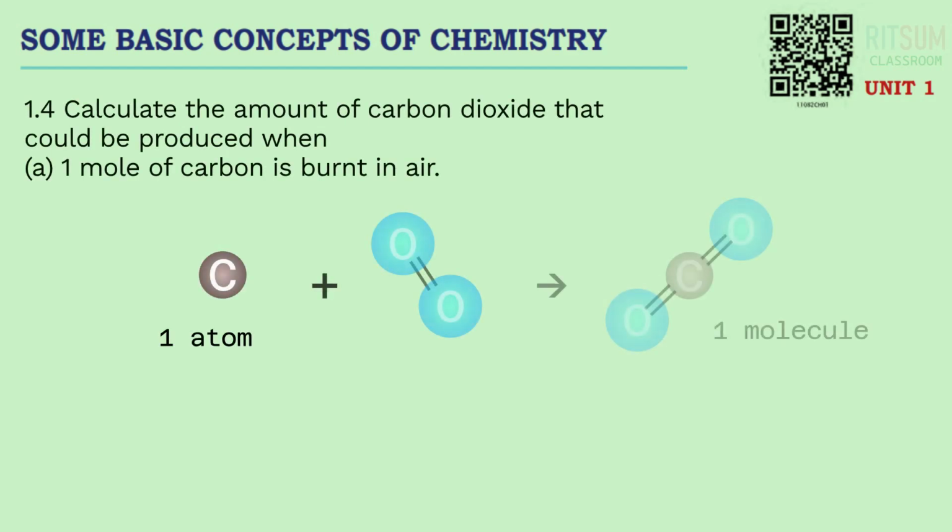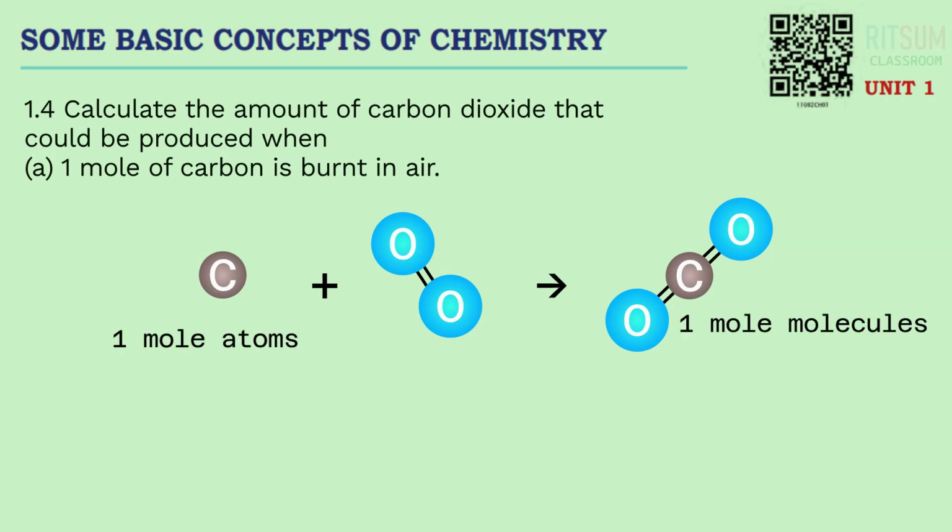We know that 1 atom of carbon, when burned in oxygen, gives 1 molecule of carbon dioxide. Therefore, 1 mole of carbon atoms will produce 1 mole of carbon dioxide molecules. It can be calculated that mass of 1 molecule of carbon dioxide comes out to be 12 plus 2 times 16 equals 44 atomic mass units. Therefore, mass of 1 mole of carbon dioxide molecules can be written as 44 grams. Thus, 44 grams of carbon dioxide is produced when 1 mole of carbon is burnt in air.